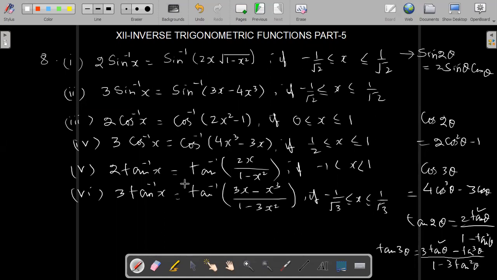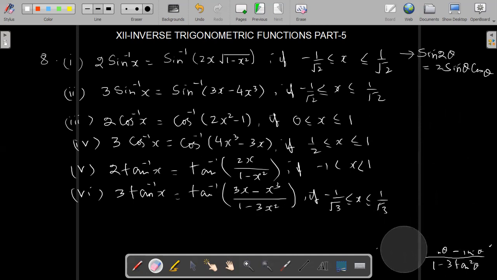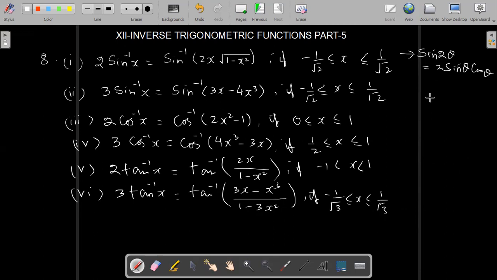But tan is having two more formulas, because tan 2 theta and tan 3 theta... tan 2 theta has two more formulas because tan theta can be written in terms of sin theta and in terms of cos theta. Tan 2 theta is having three formulas. This is the formula of tan 2 theta in tan theta. Okay, so we have two more formulas. That's why tan is having two more formulas.